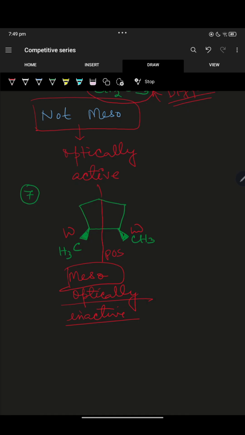I hope the concepts were quite clear. You can practice similar questions from the papers of competitive exams.